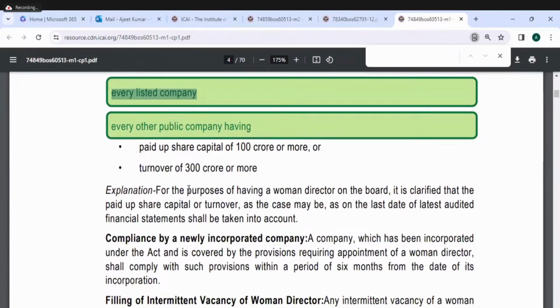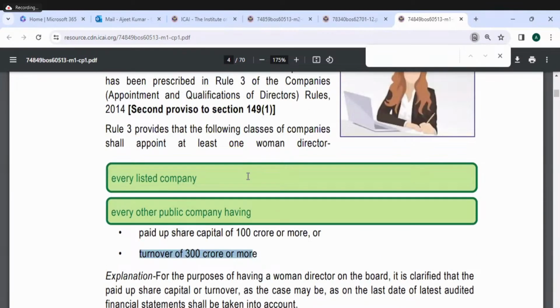Supposedly, had it been any other public company, then we would have to see the paid up capital, which is 100 crore or more, or turnover of 300 crore or more. Then those companies have an obligation to appoint a woman director. But in our case, it's a listed company, so we will be appointing a woman director, which they have rightfully done.